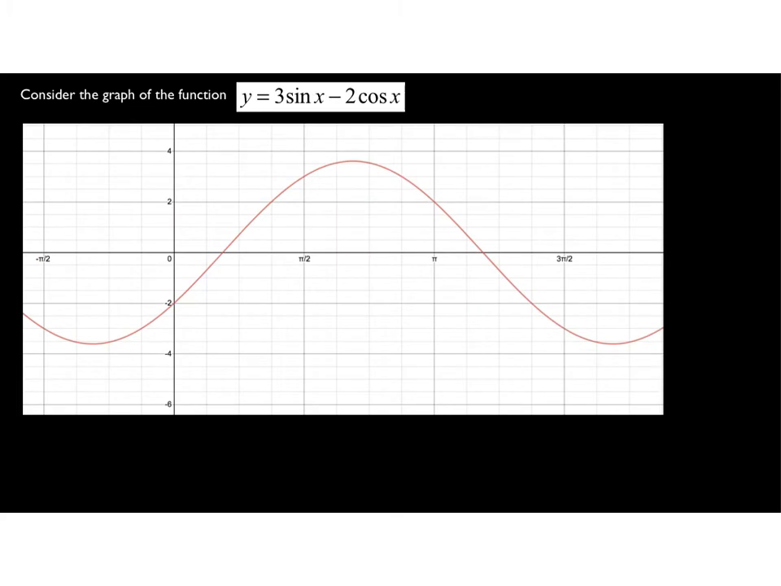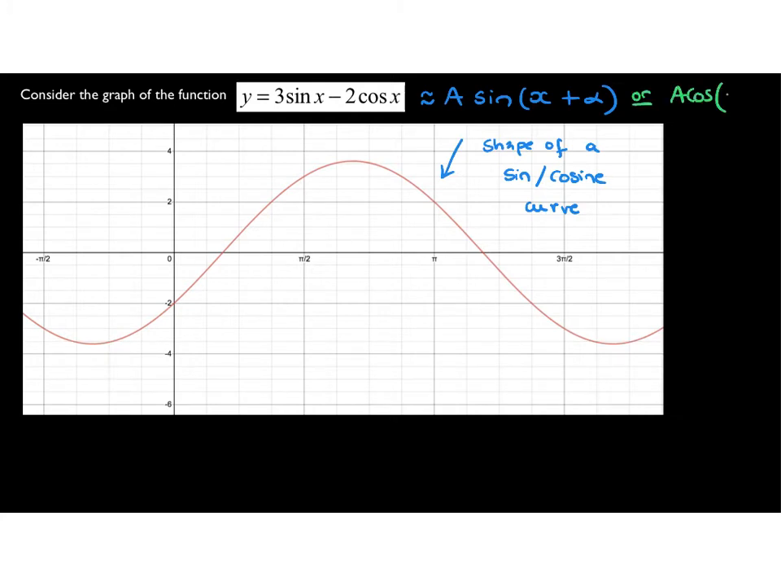Let's take a look at another example: y equals 3 sine x minus 2 cos x. Again, look at the graph of the function. This takes the shape of a sine or a cosine curve. So again, the implication here is that this could be expressed as a single sine function which has been translated and stretched, or it could be a cosine function that has been translated and stretched.